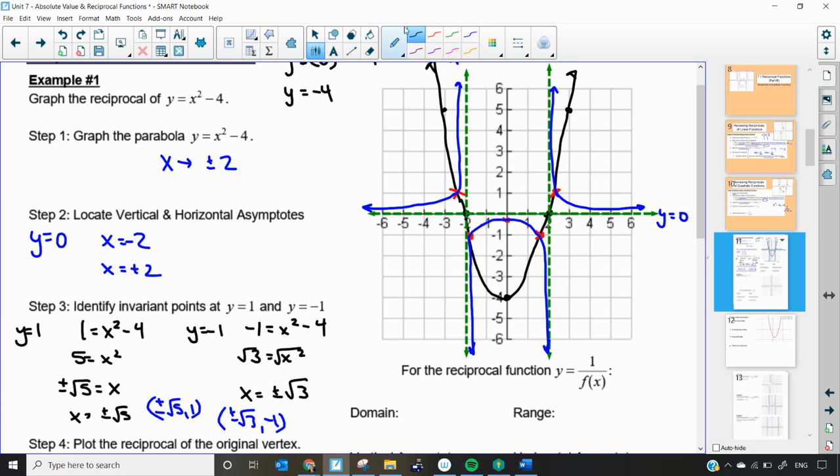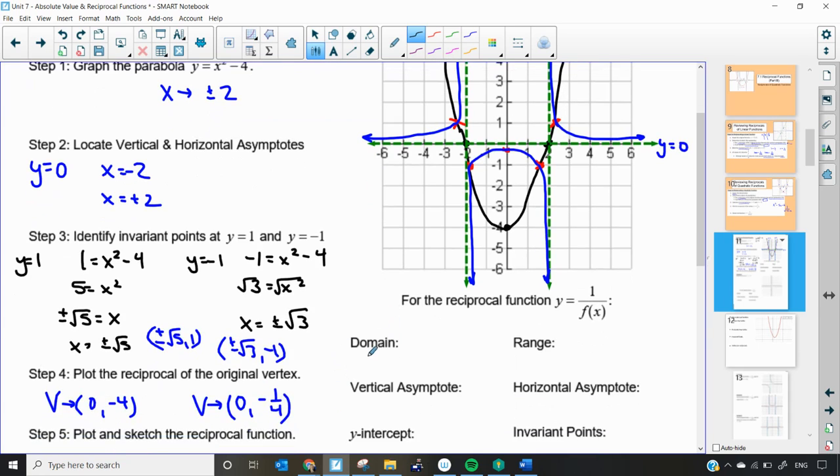So for domain, our graph does have restrictions because we have our asymptotes at x equals -2 and x equals 2. So when I write out my domain, I'm going to have x cannot equal positive or negative 2, and the rest of the graph, x is an element of the reals. So I'm not writing the full notation there, but we've got the gist of what our restrictions are.